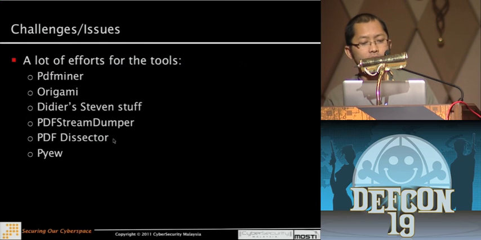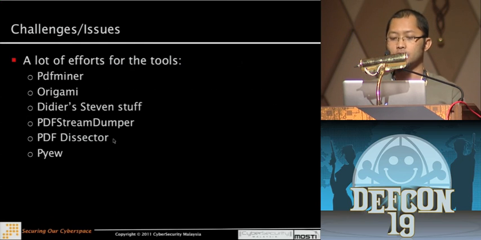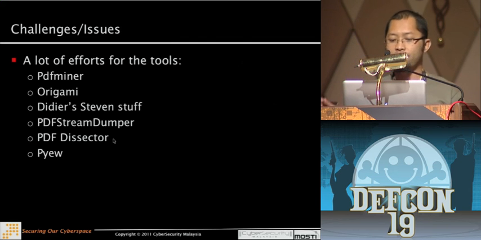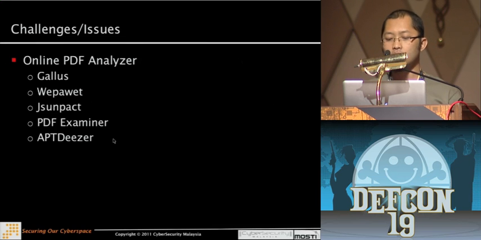Even though there are challenges and issues, I think a lot of effort has been done to translate into tools. Like you have PDFMiner, you have Origami, which can be used as a library in Python or Ruby, and of course you have the famous Didier Stevens tools, and then PDF Stream Dumper, PDF Dissector, which is a commercial one, I think, and PDFTK. There are also a couple of online PDF analyzers as well.